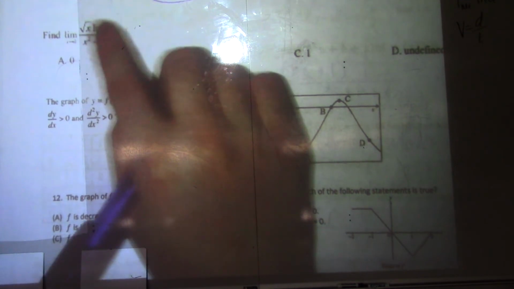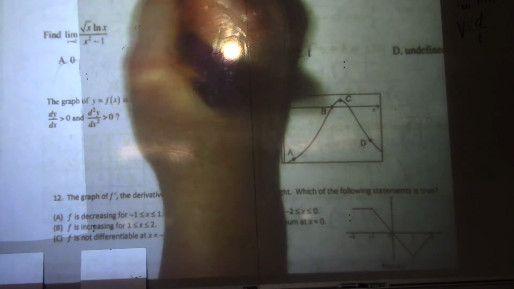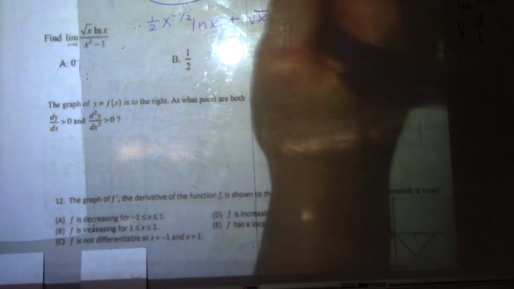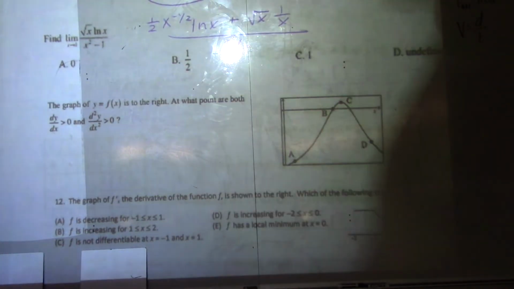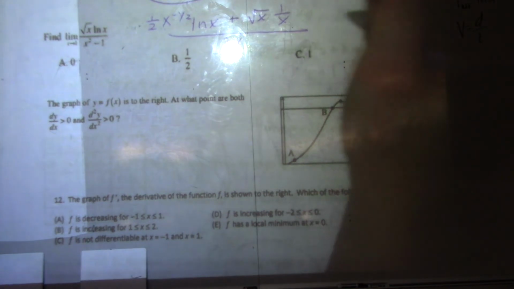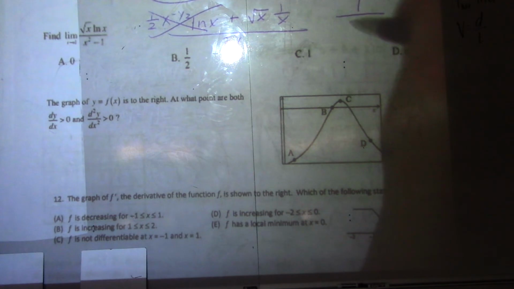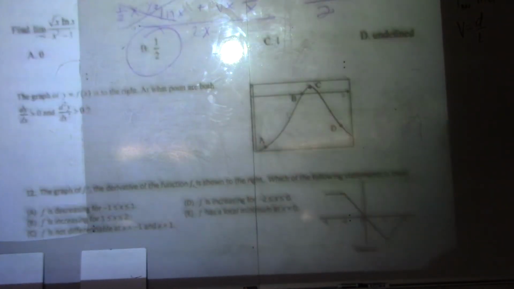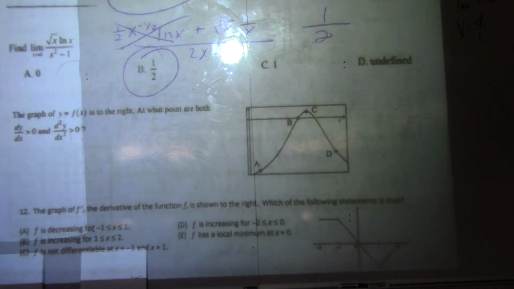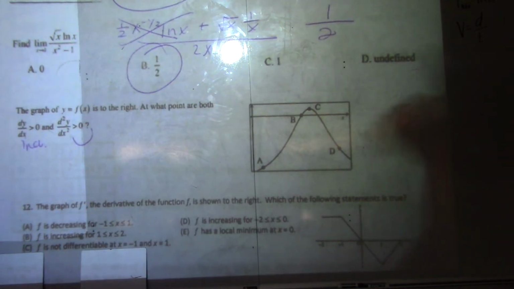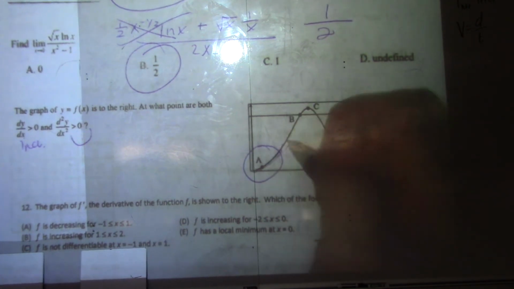Here, natural log of 1 is 0. This is going to be 1 minus 1, so you get 0 over 0. So I'm going to take product rule, 1/2 x to the negative 1/2 natural log of x plus root x times 1 over x over 2x. Well, no, this goes away because it's a natural log. This is just 1 over 2, so 1 over 2b. These are both positives. That means it's increasing and concave up. So A is the only one that is concave up right here. And it's increasing. So A.